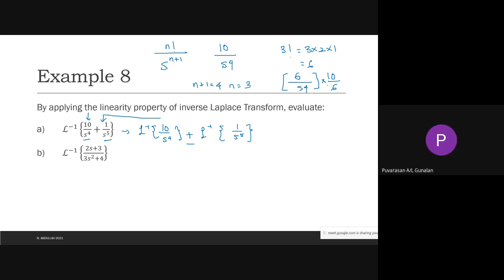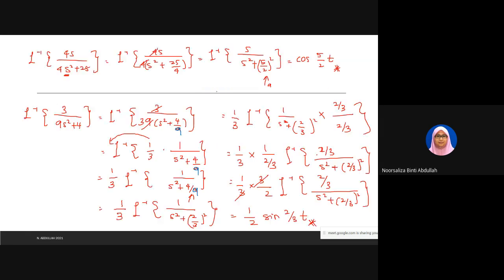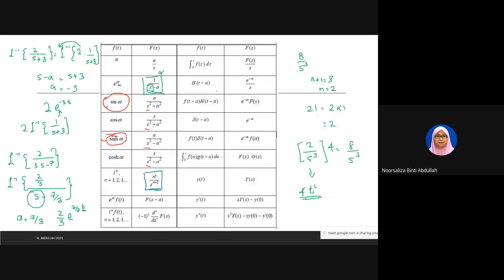Betul. Kenapa kena darab 10 per 6? Kenapa kena darab 10 over 6? Okay, it's actually not 10 over 6. Sebenarnya dekat dalam ni adalah 10. Macam mana saya nak tunjuk kat awak. Ini asalnya kan, you have 10 over s kuasa 4 kan? So you have 10 over s kuasa 4. But if you look at this table, it should be n factorial over s kuasa n plus 1.